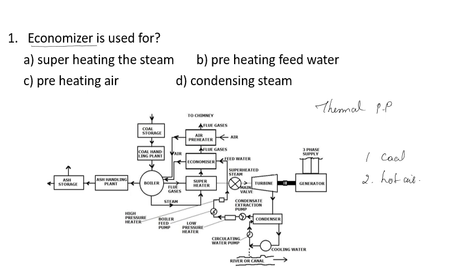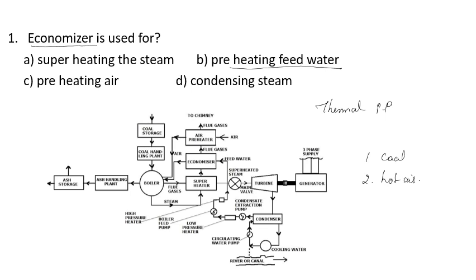Here the feed water, which is coming from the river or a canal or any kind of water storage area, we can collect and it will directly enter the economizer. So the function of the economizer is to heat the feed water. Preheating of feed water is the function of the economizer. So the hot water will directly enter the boiler from the economizer.